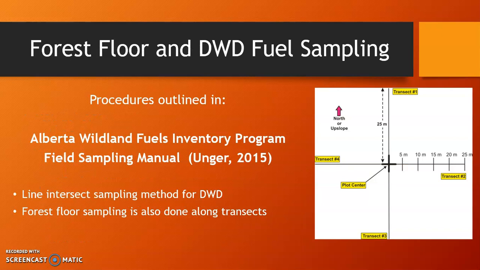So the other two layers left to sample are forest floor and dead woody debris. And Alberta has a field sampling manual that describes how to do this. Different provinces use different approaches, but the same techniques. So a line intersect method is always used for determining dead woody debris fuel loads. And normally forest floor sampling is done along the transect as well. So in Alberta, there are 4 transects of 25 meters that are laid out in a cross pattern to collect this information.